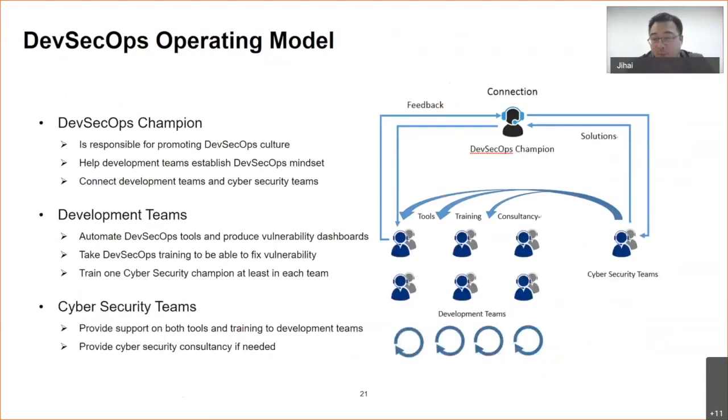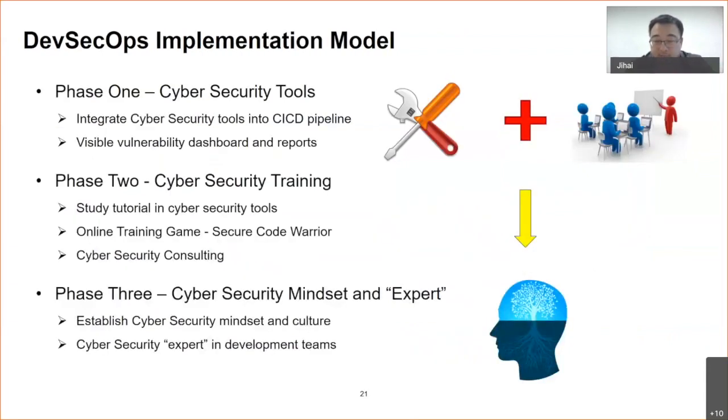The next one we call the operating model, which shows what different roles there are and how people work together to implement this model. Normally when we run this program, we have three different kinds of roles. One is called the DevSecOps champion. It was my role. This role tries to connect the cybersecurity team and the application teams, to make them work together and make the whole model happen.